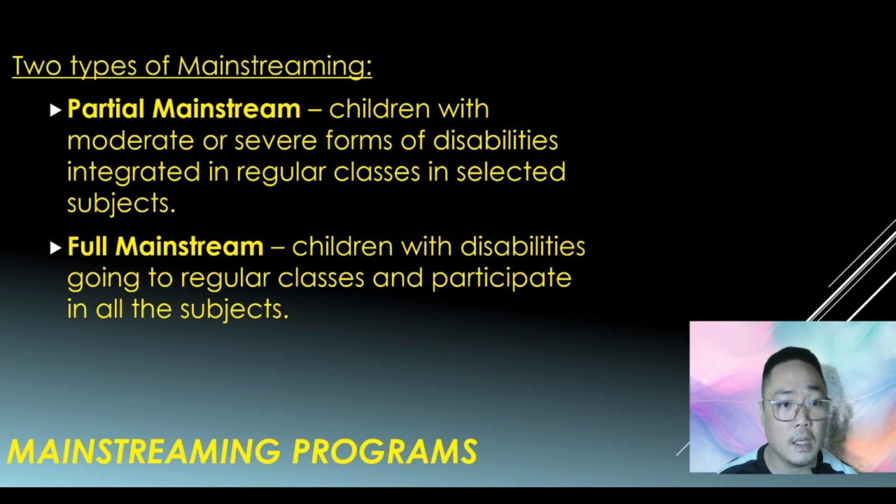When you say partial mainstream, children with moderate or severe forms of disabilities integrated in regular classes in selected subjects. Right? Kapag SPED, okay na siya sa math, okay na siya sa English, pwede na siyang integrate. Papasok na siya sa regular class pero math and science or English lang kung saan po siya nag-fit in. Right? When we talk about full mainstream, the child with disability going to regular class and participate in all subjects. So yung skills niya na natutunan niya sa special education, pwede nang i-categorize for grade 1, therefore pwede na siyang pumasok sa regular class na pang grade 1.